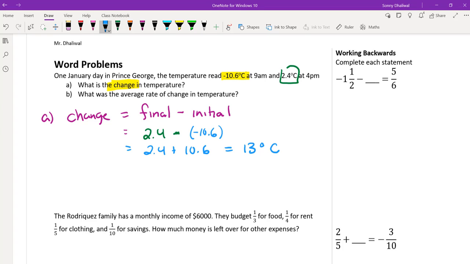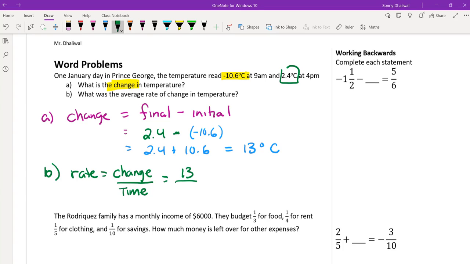Okay. Now the second question asks, find the average rate of change in temperature. Now rate is a very scientific term and is always done by the same calculation. Rate is always your change that occurred divided by the time it took for that change to occur. So that tells you how fast that change is happening. Okay. So in our first step, we calculated what the change was. We said it changed 13 degrees.